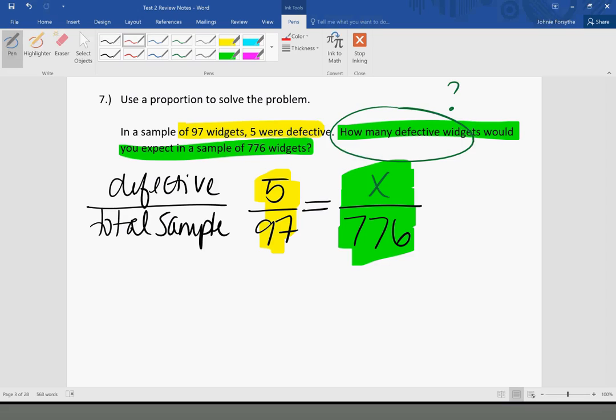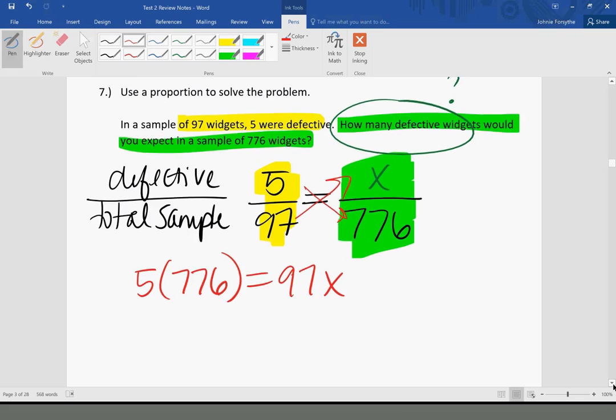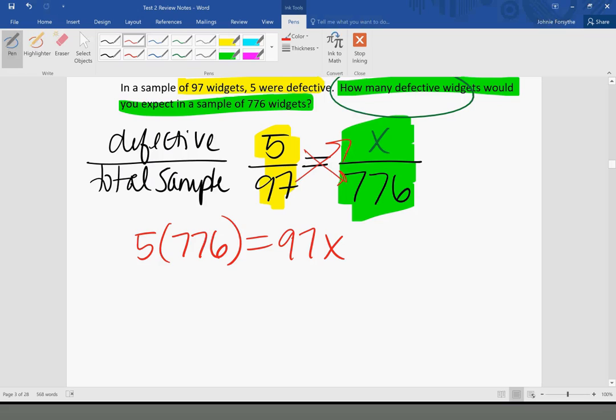Okay, so to solve a proportion, you want to cross multiply. So we have 5 times 776 equals 97 times x. And so now we're going to divide by 97 because we want to solve for x.